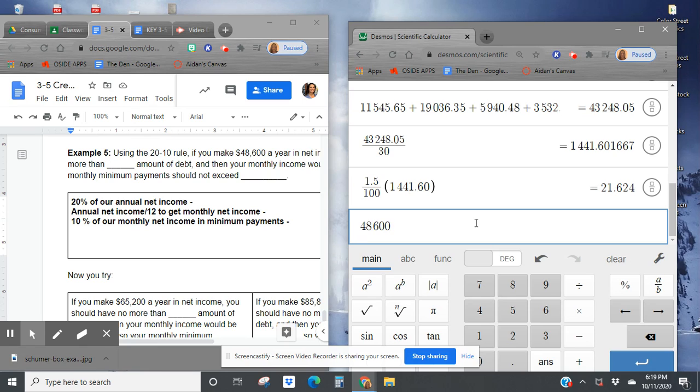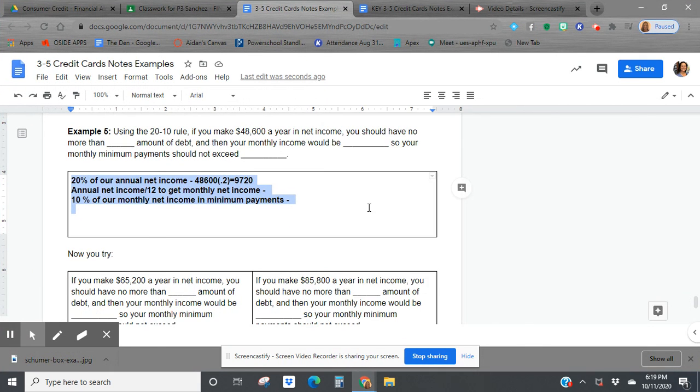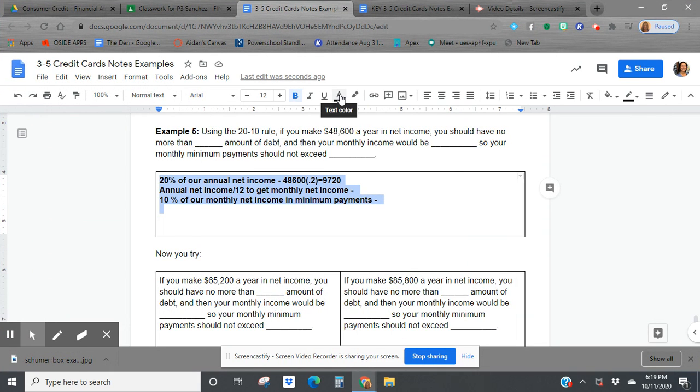$48,600 times 20%, so that'd be 0.2, is 9720. So $48,600 times 0.2, which is our 20%, equals $9,720. So you should not have more than $9,720. That is the 20 part of the rule.